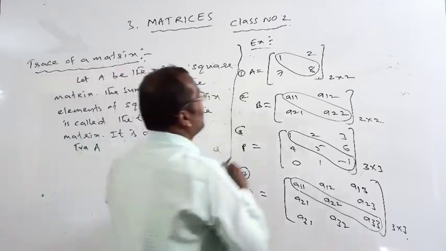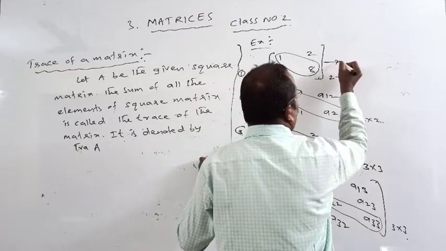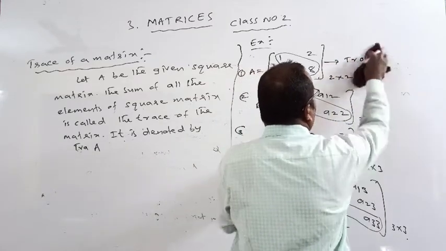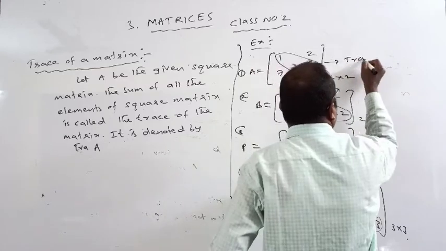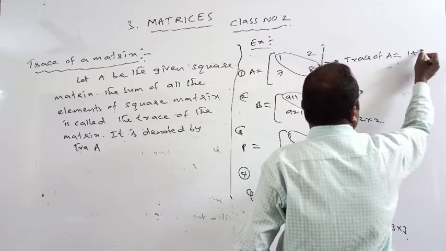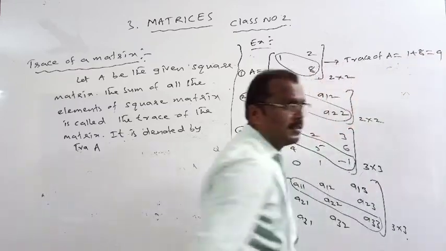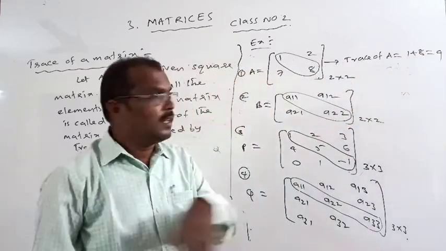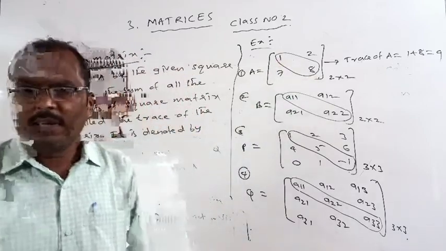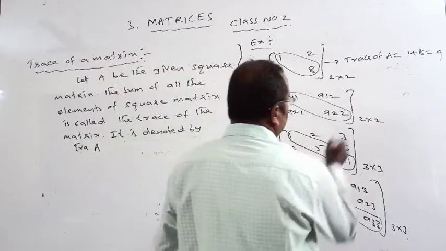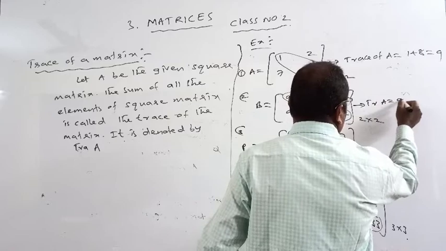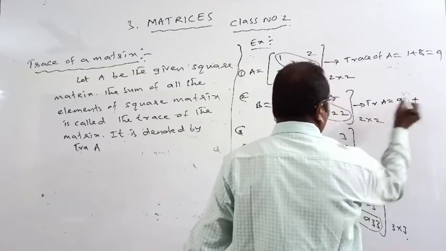Now see this one. Here trace of A is equal to how much? Trace of A is equal to 1 plus 8, so the answer is 9. Add only the elements of the principal diagonal. That is said to be the trace. Here trace of A is equal to A11 plus A22.